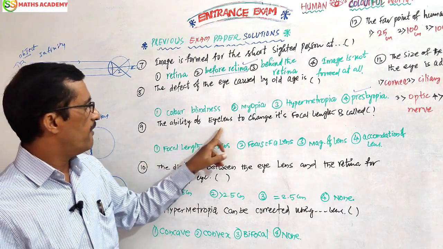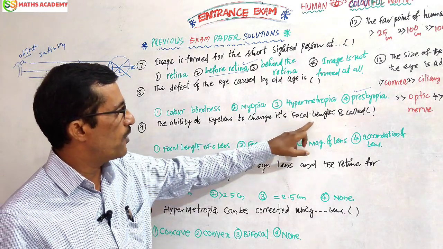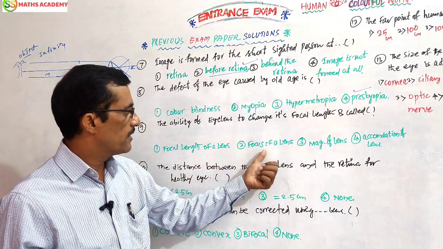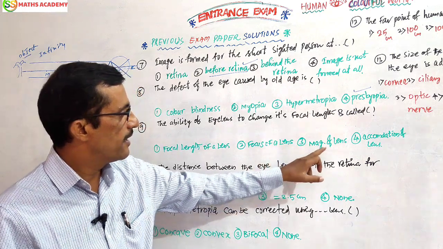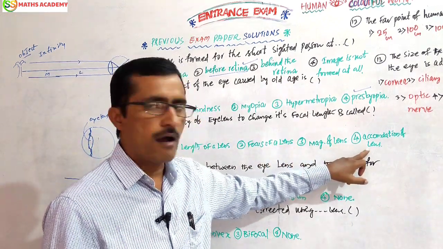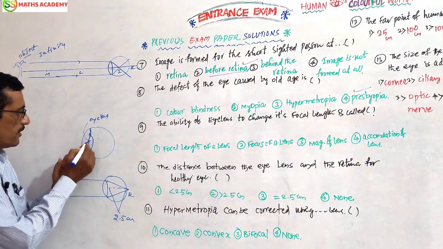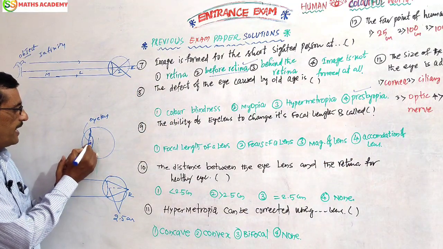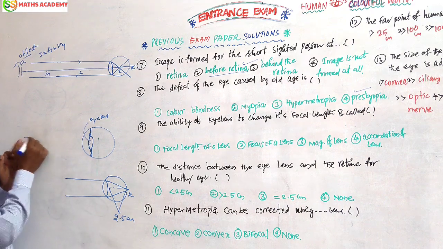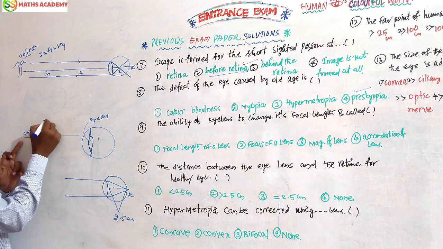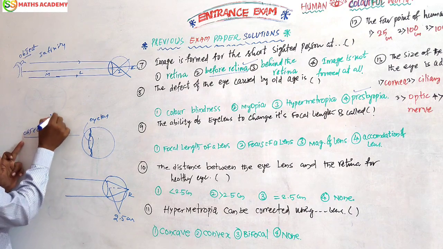Next, the ability of the eye lens to change its focal length is called: focal length of a lens, focus of a lens, magnification of the lens, or accommodation of the lens. Already we have discussed, children. So when you take the eye lens, if the object is at infinity distance.